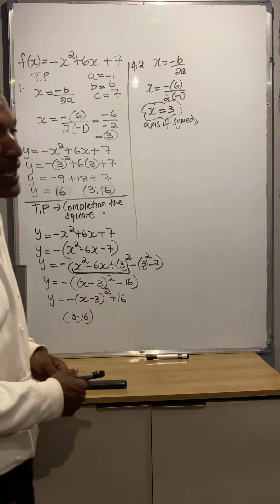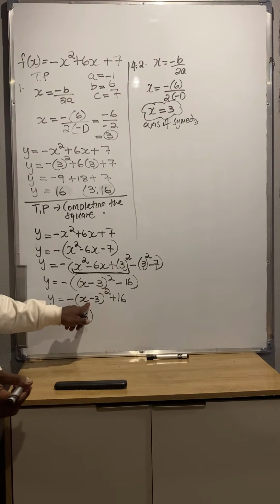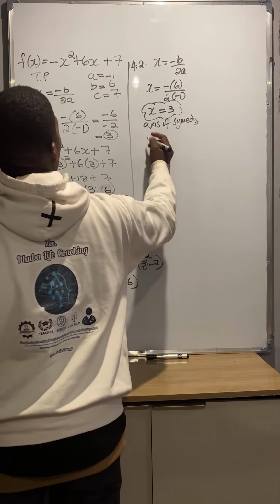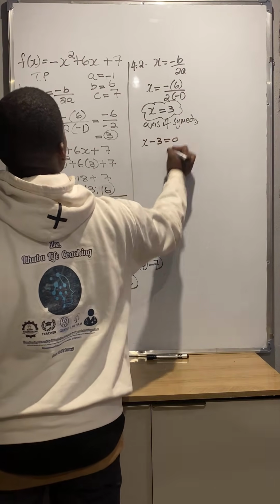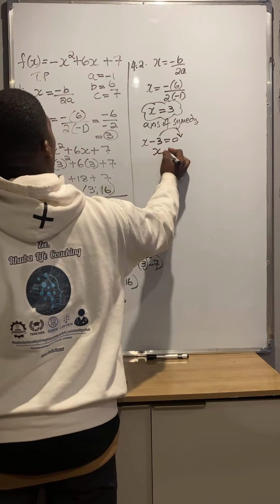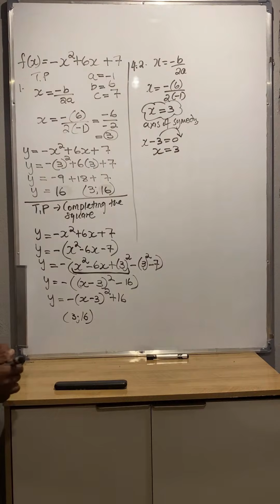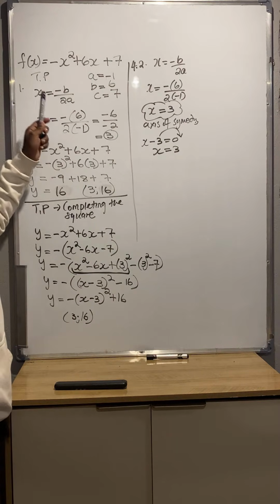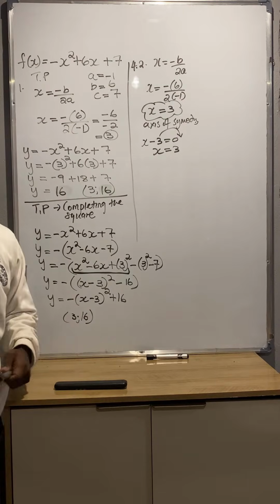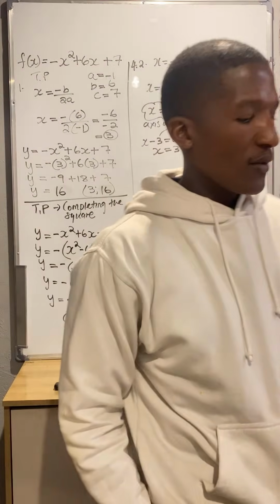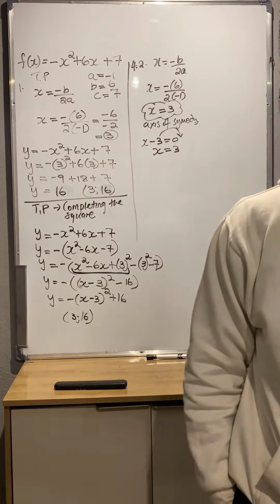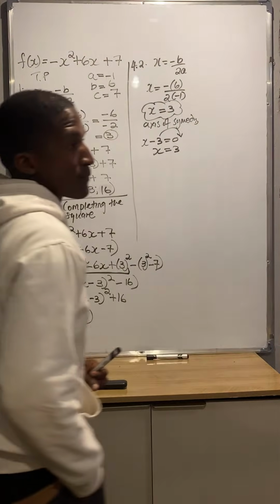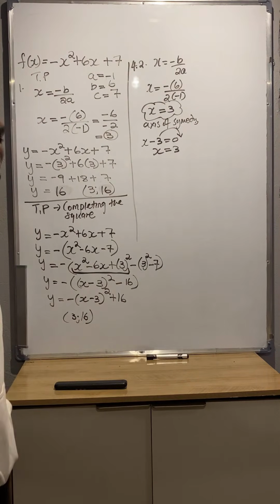Guys, for the axis of symmetry, take what is inside the bracket: x minus 3 is equal to 0, so x is equal to 3. That is the equation for the axis of symmetry, or you can simply take that one. Okay, any questions?